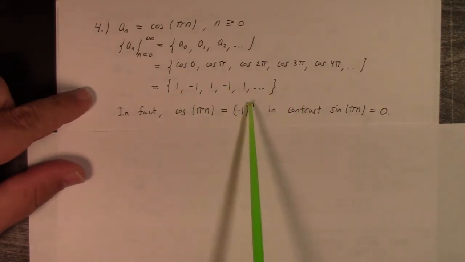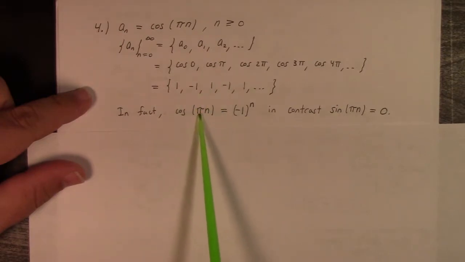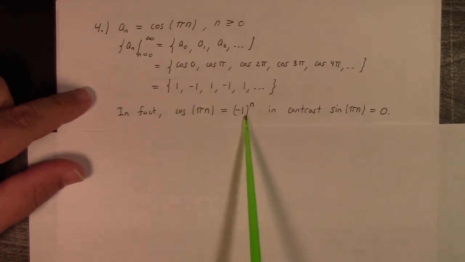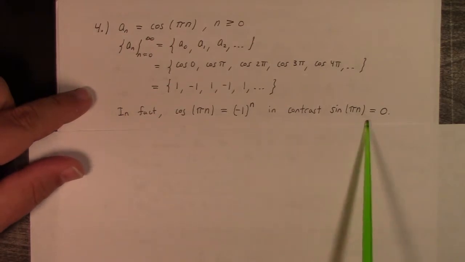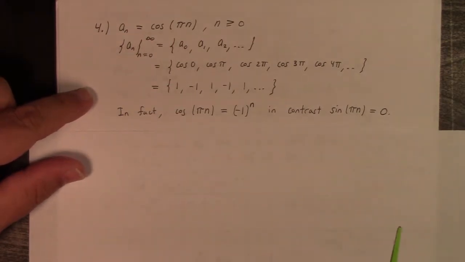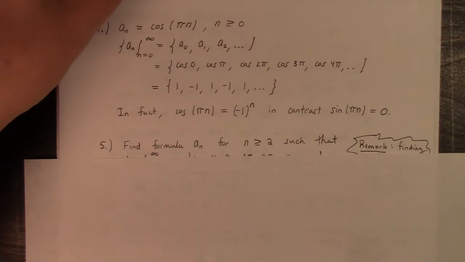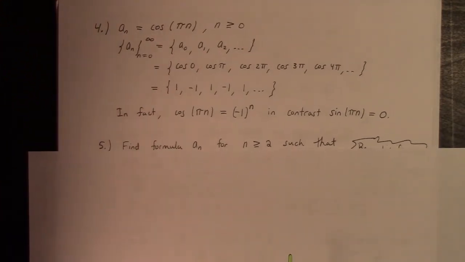So in fact, we can write a nice formula for this one. Cosine pi n is just minus 1 to the n. By the way, in contrast, the sine of pi n is equal to 0. Okay, these things we know from our previous work in calculus and trigonometry and so forth, right?